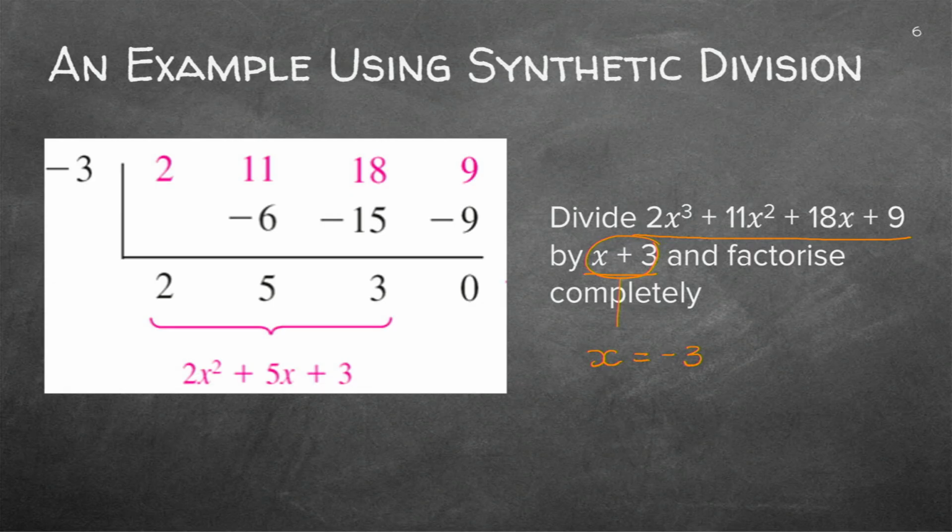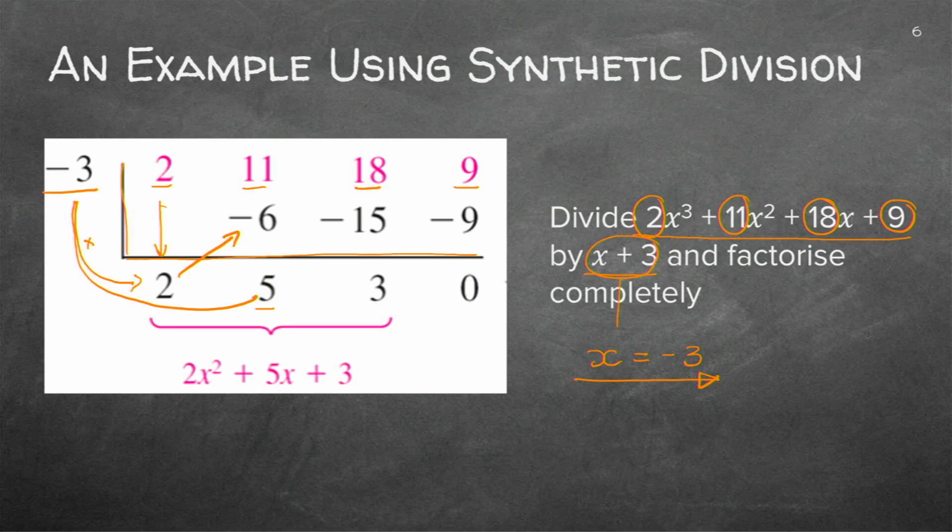So what you do is you draw your little block and you write in 2, 11, 18, and your 9. Remember, x is minus 3. Easiest way to explain it, you bring the 2 down, and every time you go around the corner, you times. That will be minus 3 times 2 equals minus 6. Then 11 minus 6 gives us 5.